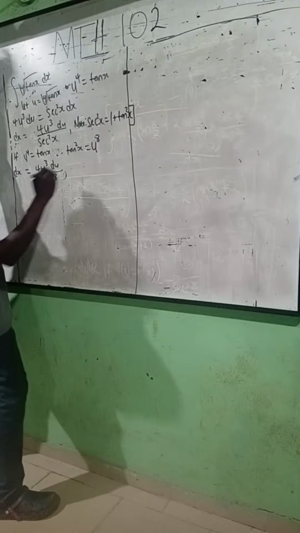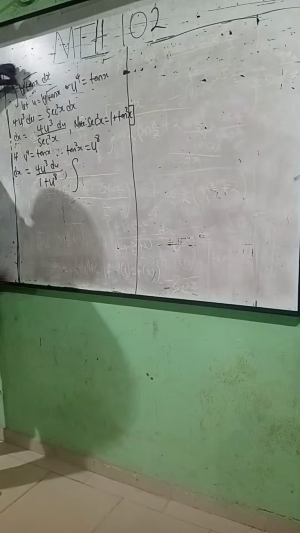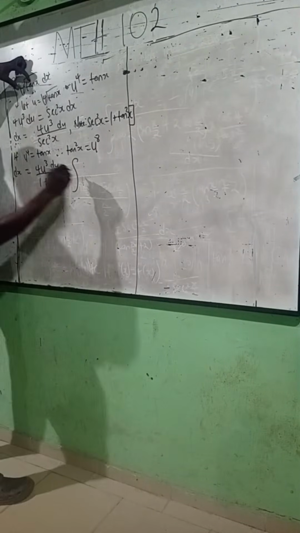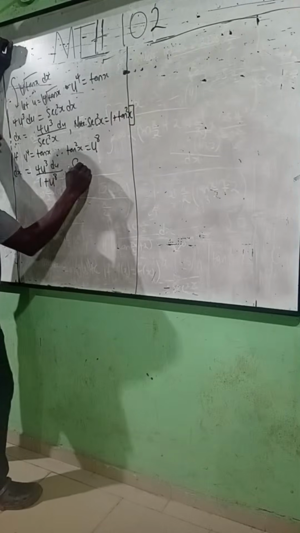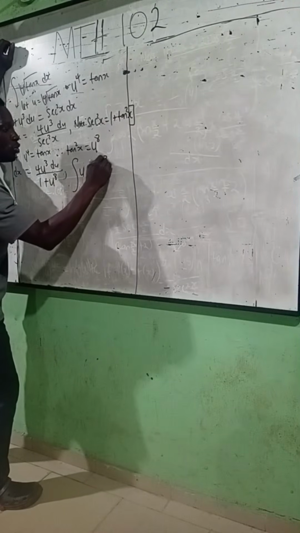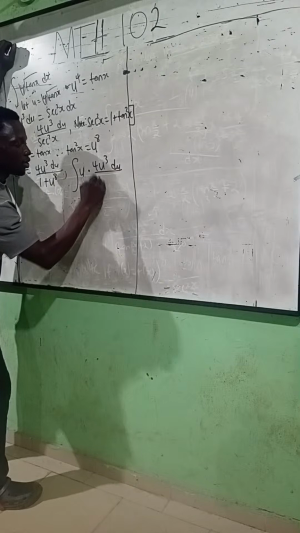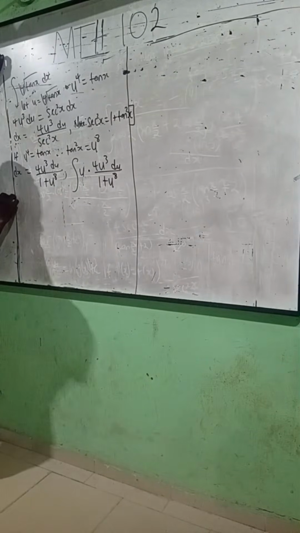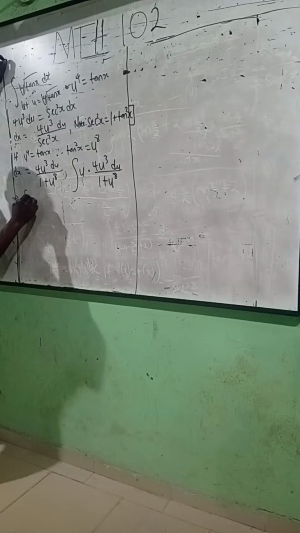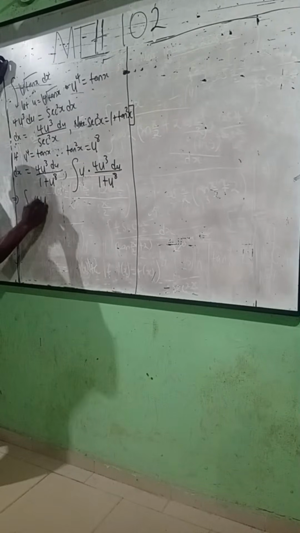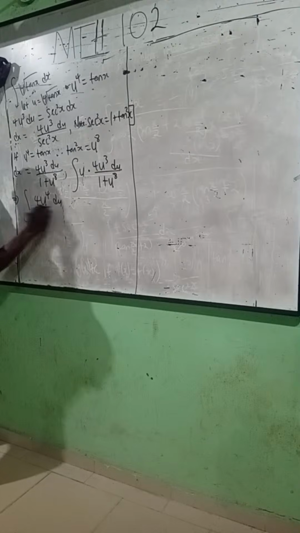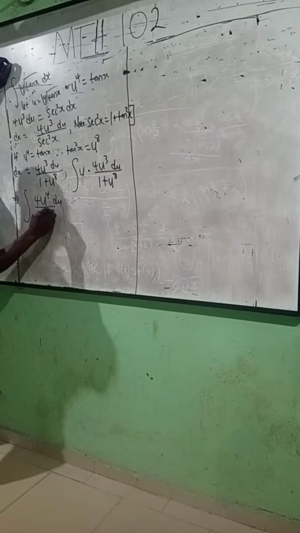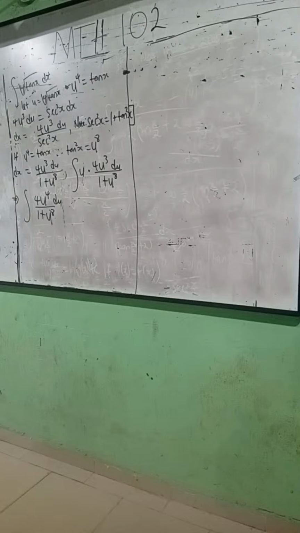So now the question becomes the integral of the fourth root of tan x, which is u, times dx, which is 4u cubed du over 1 plus u raised to power 8. So the question now becomes the integral of 4u raised to power 4 du over 1 plus u raised to power 8. Clear to that part?